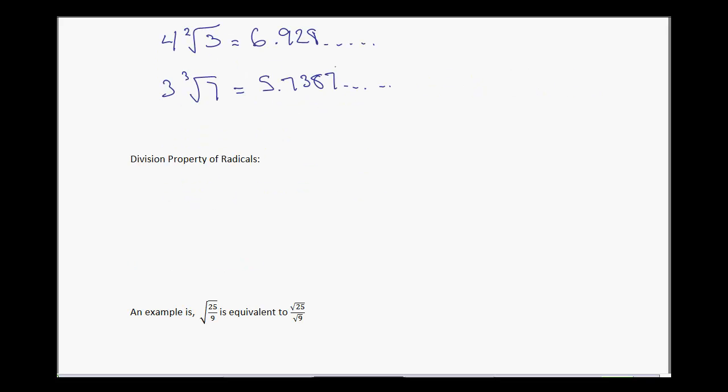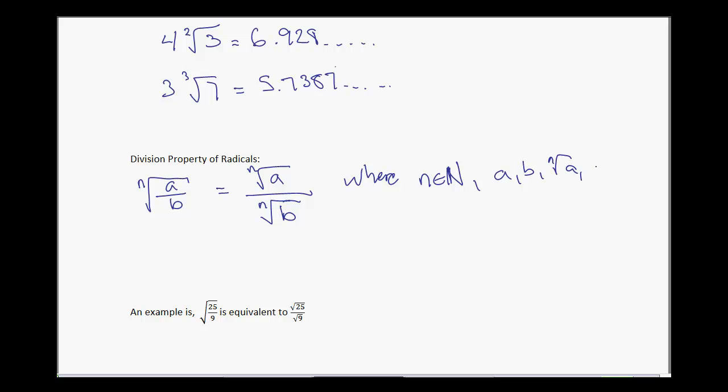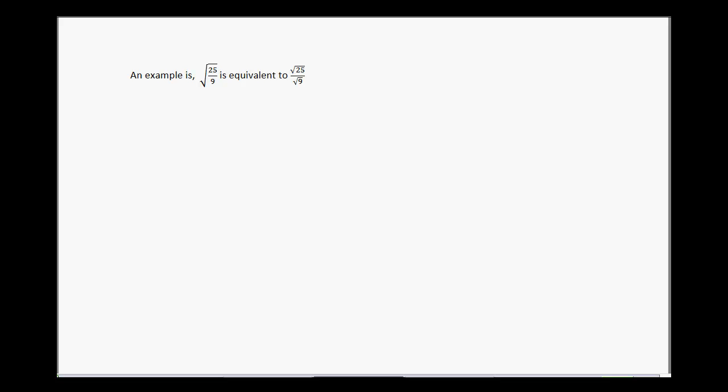Next we're going to look at our division property of radicals. So it is similar to our multiplication property, just with division. So the nth root of a over b is equivalent to writing the nth root of a divided by the nth root of b, where n is a natural number, and a, b, nth root a, nth root b are all real numbers, and b cannot equal 0, because you cannot divide by 0. Well, let's look at an example of that.